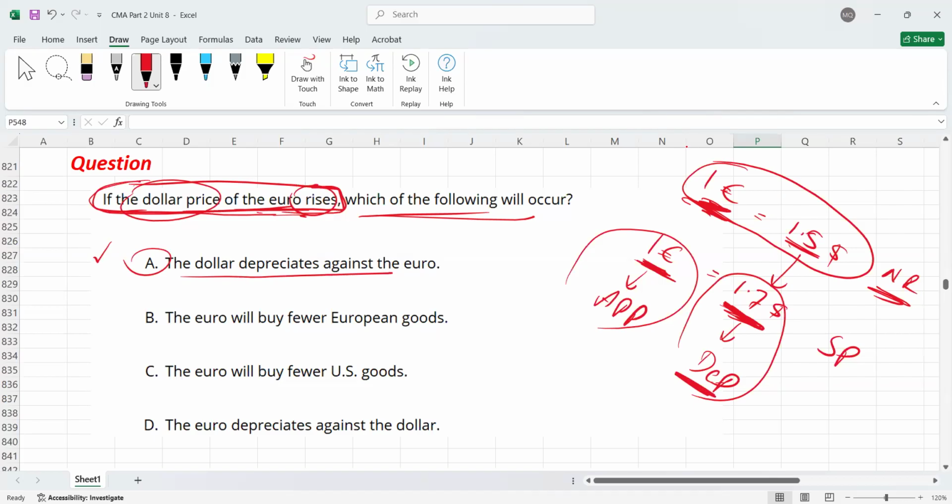Now, the euro will buy fewer European goods? No, it's not like that. The euro will buy fewer US goods? I didn't say anything about the goods. Then the euro depreciates against the dollar? No, the euro has appreciated. Understood? So this is the option: the dollar depreciates against the euro.